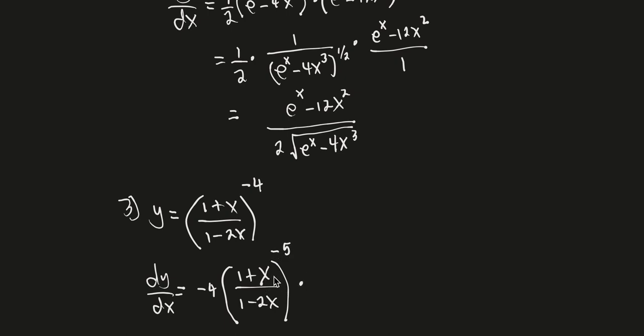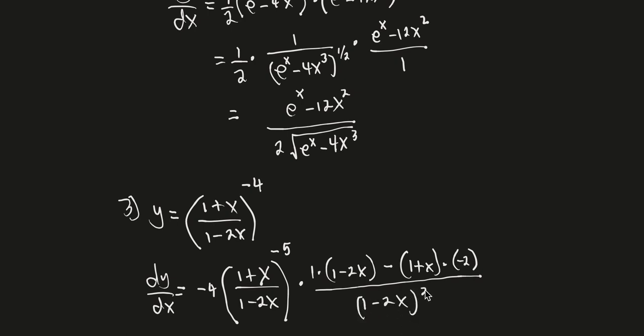And then I have to multiply by the derivative of what's inside. But because what's inside is a quotient, I have to use my quotient rule, right? So now I have to switch gears and remember what the quotient rule says. Take the derivative of the numerator, which is 1, times the denominator, 1 minus 2x, minus the numerator, 1 plus x, times the derivative of the denominator, and that's just negative 2, and then this is all over the denominator squared, 1 minus 2x squared, right?